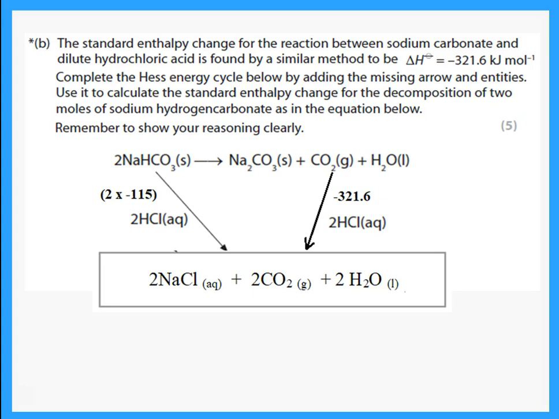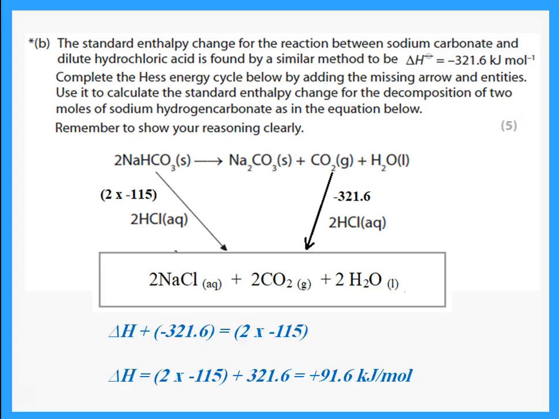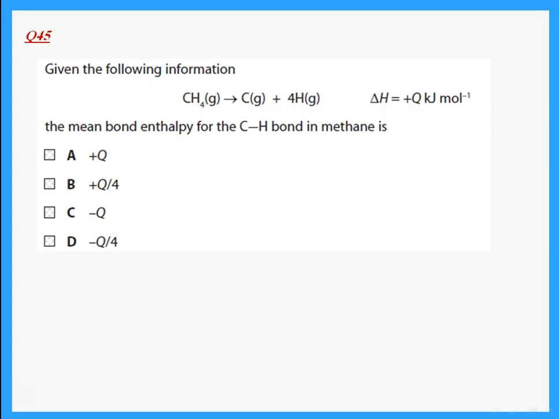And remember to put in the standard conditions. So sodium chloride is aqueous, carbon dioxide gas, water is liquid, and complete the Hess cycle by putting in the values of the delta H. Now, if he wants the delta H of that reaction, we said following the arrow, the delta H of that reaction minus that value will give the other value. And remember that the other value is for 2 moles, so you need to multiply the delta H that he gives me by 2, and solving for that we get the delta H.